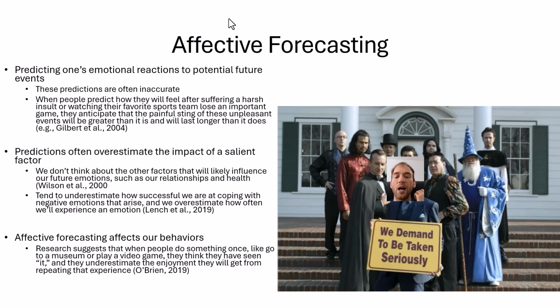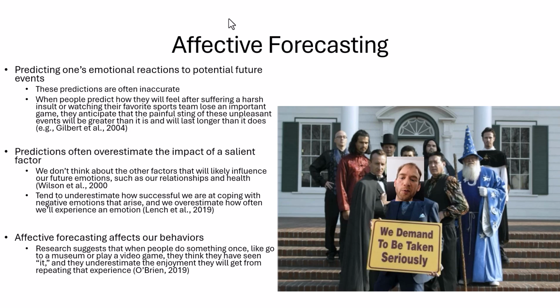Predictions can be inaccurate because we overestimate the duration of the pain that we feel and the strength of the pain that we feel. In this case here, watching our favorite sports team lose. Predictions often overestimate the importance or the impact of a salient factor. We don't think about the other factors that will likely influence our future emotions, such as relationships and health. We tend to underestimate how successful we are at coping with negative emotions that arise, and we overestimate how often we'll experience an emotion.